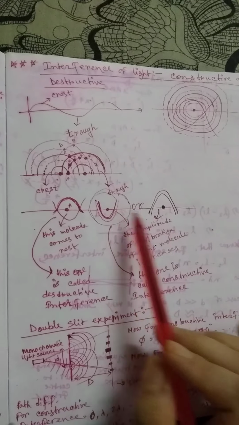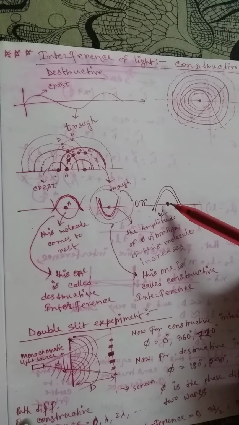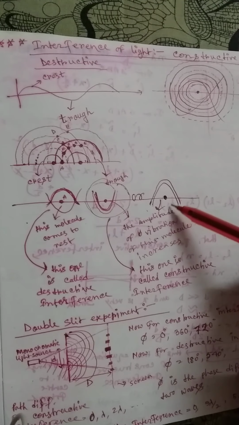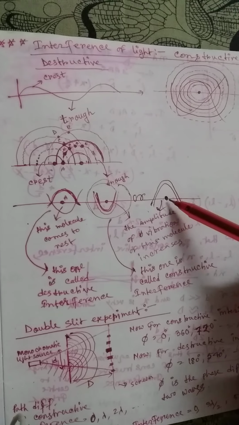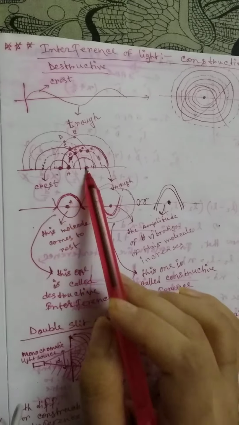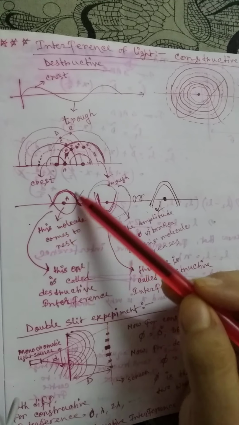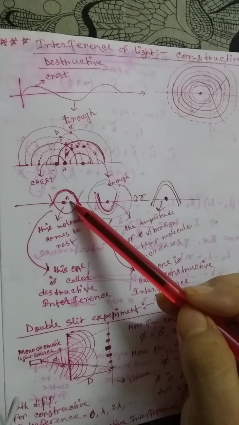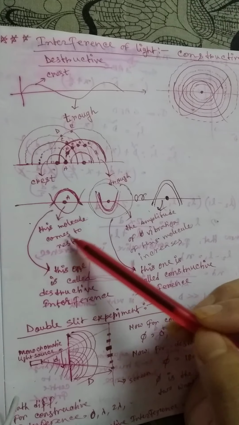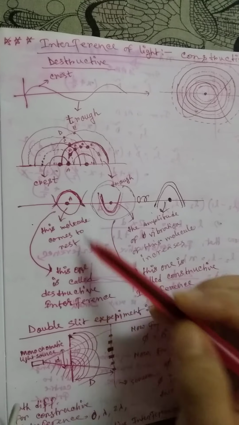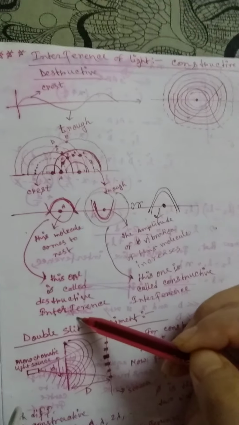Why? Because in these cases the amplitude of vibration increases, right? But if these two waves interfere like this, in this case the molecule comes to rest. That means this is called destructive interference.